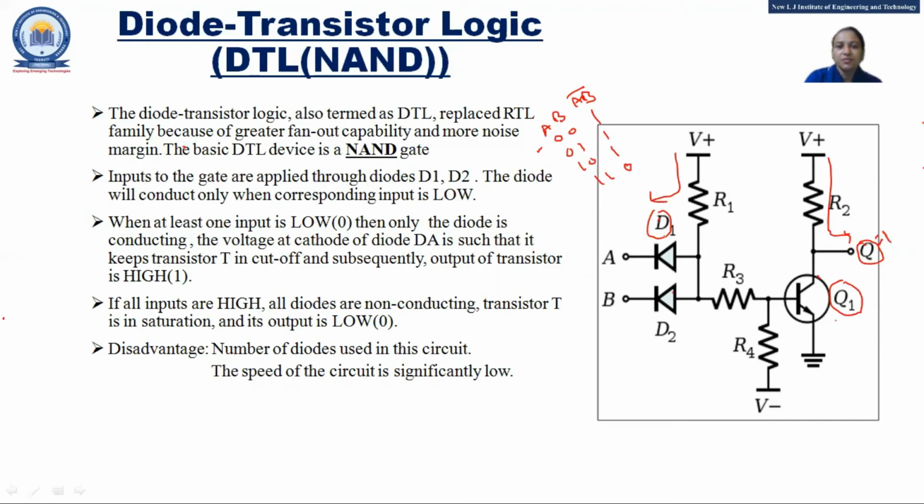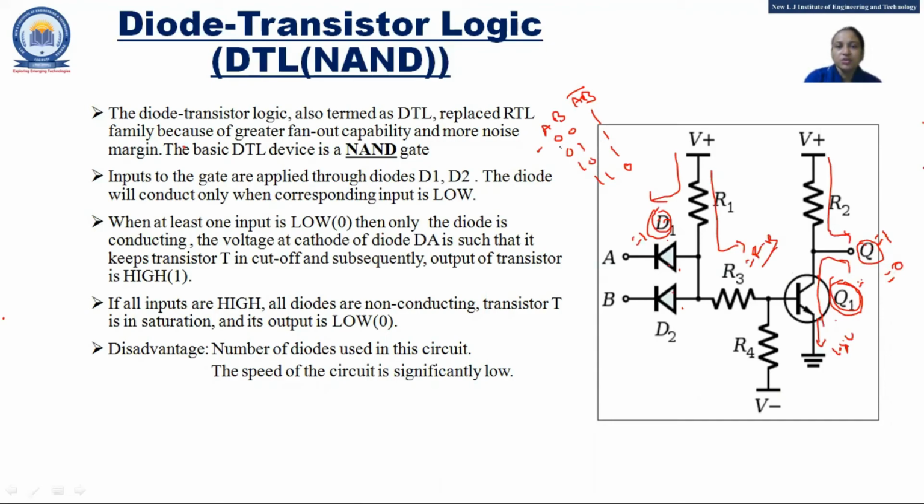Now what if all the inputs are 1? So D1 and D2 both are in reverse bias, so the current will flow to this side. So R3 will be in forward bias, and as a result base current flows through Q1. Q1 will be turned on, and Q1 is connected to the ground. So logic 0 will appear, and this logic 0 will appear at the output Q. So the output for this is 0.